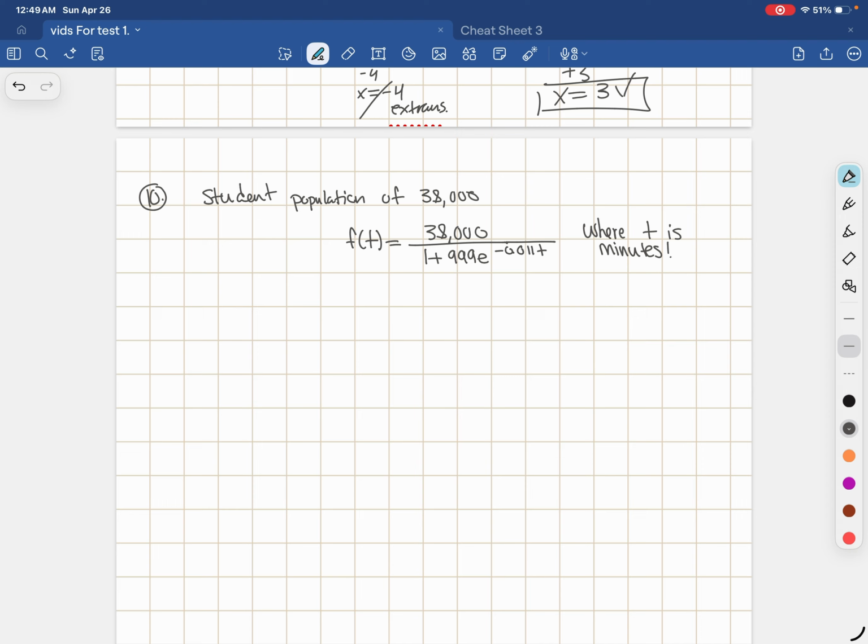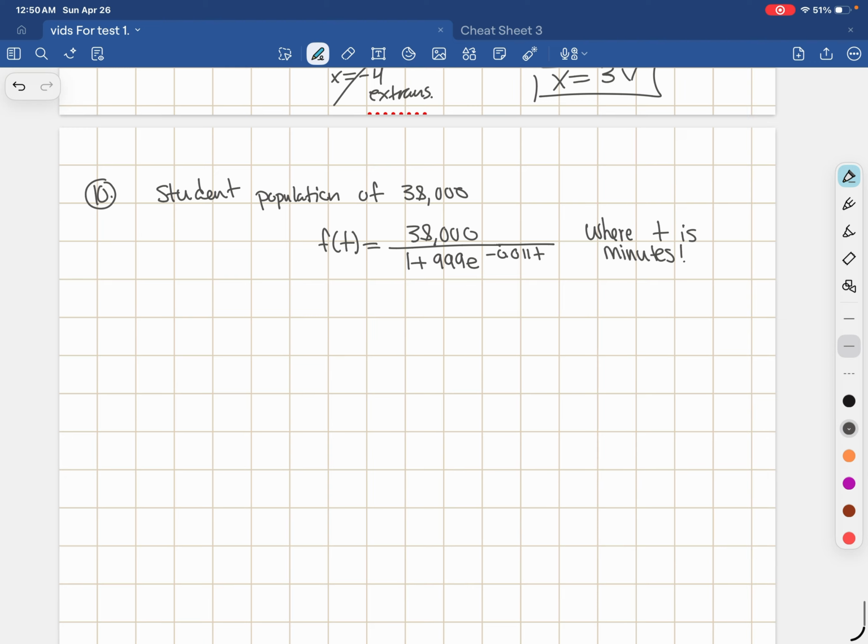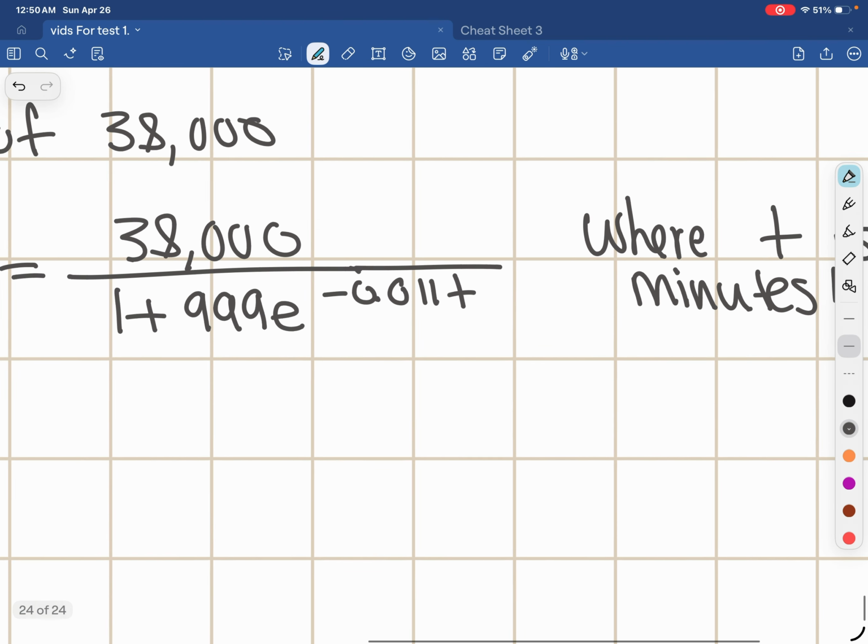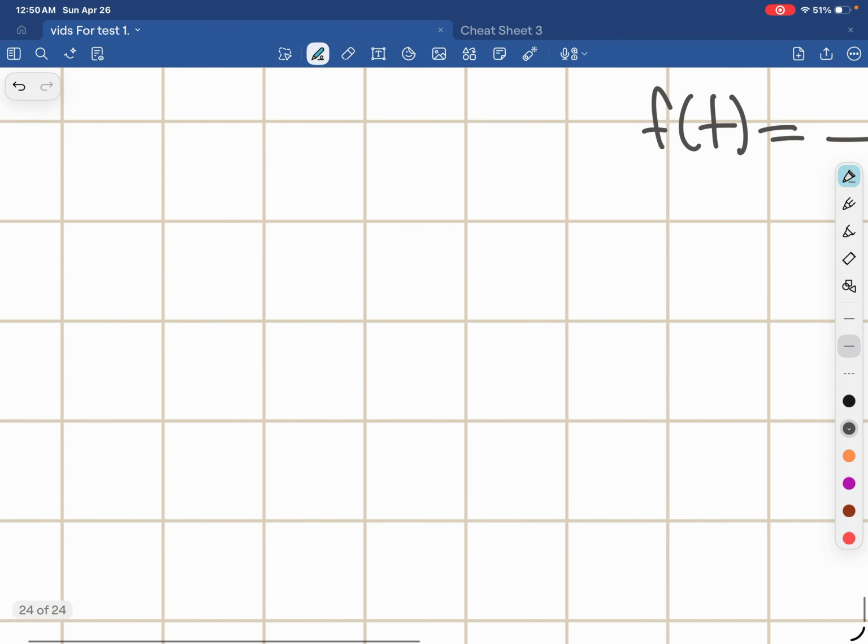Again, CU Boulder has a student population of 38,000. There's an outbreak of flu B. If the spread of the disease is projected by the formula, F of T is equal to 38,000 over 1 plus 999 E raised to the power of negative 0.0011 times T. So going off this information, we can start to analyze what A is asking.